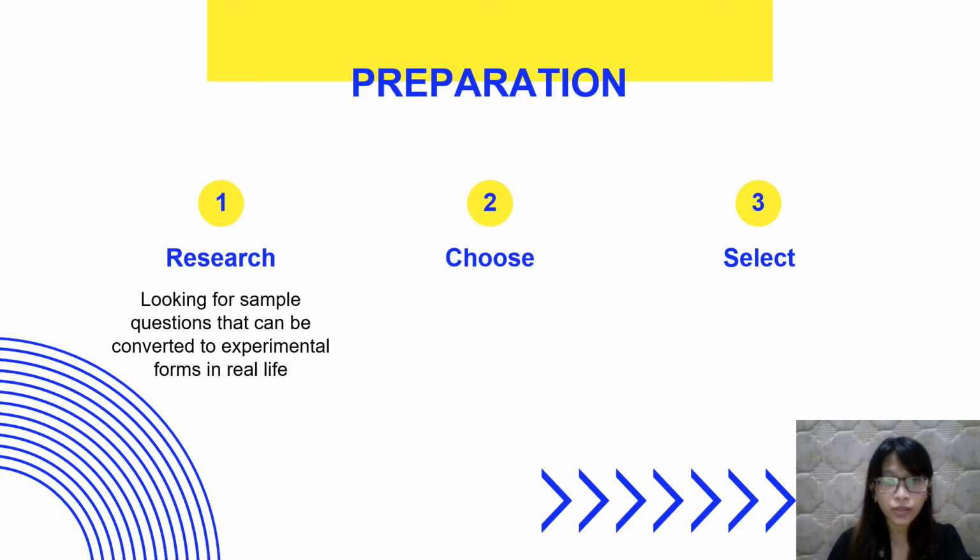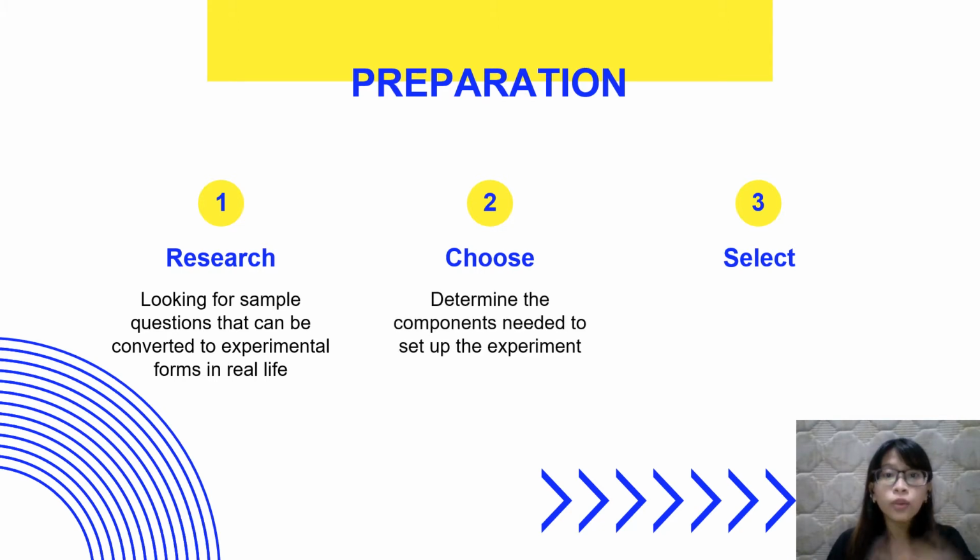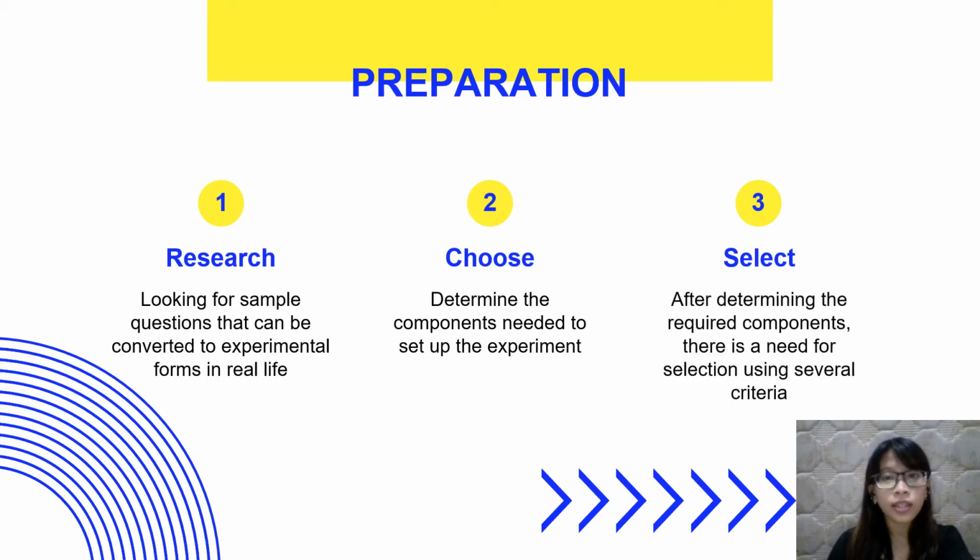Second is choose. At this step, I have to start listing what items or components are needed to build my experiment's overall setup. After listing all the components needed, I need to sort and select the items to be purchased with the following criteria.